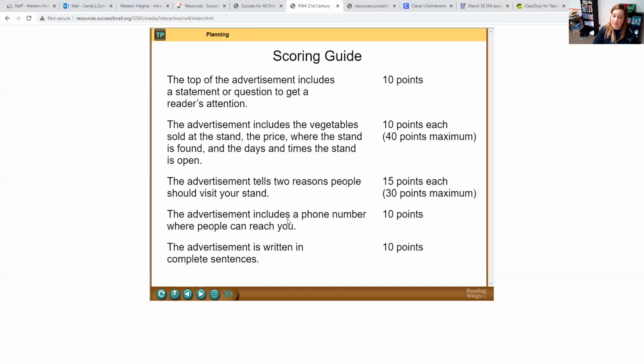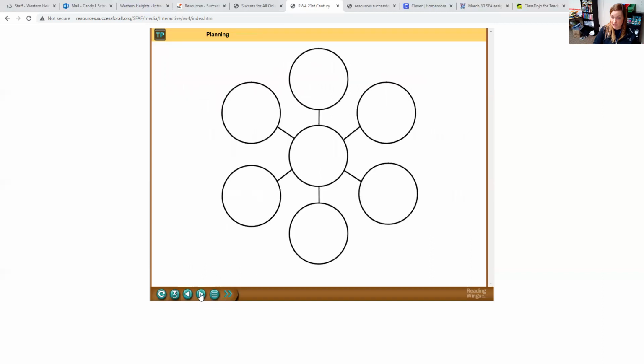The advertisement includes a phone number where people can reach you. This is a made up phone number. You don't have to put your actual phone number. The advertisement is written in complete sentences, and that's worth 10 points.